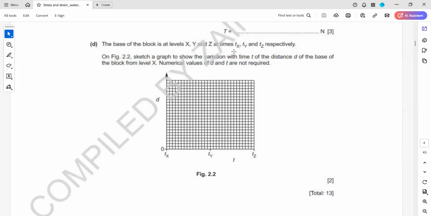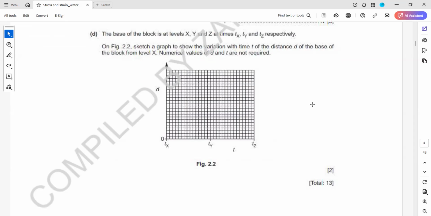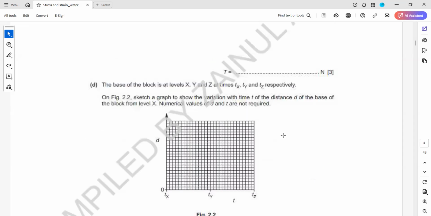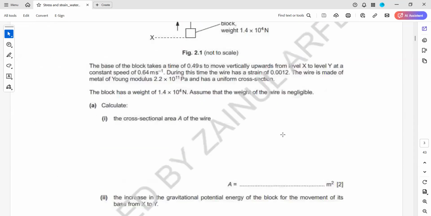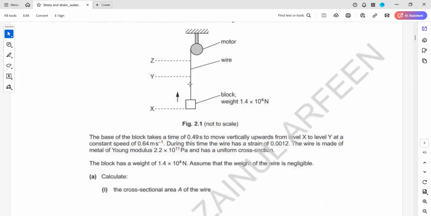The base of a block is at a level at x, y, and z at times tx, ty, and tz. On a figure, sketch the graph to show the variation with time of the distance d of the base from level x, and give numerical values of d. So this is the distance-time graph. What does the slope represent? The slope represents the speed. So first from x to y, it is moving at a constant speed. And from y to z, it is decelerating. And the distance from x to y is greater compared to the distance from y to z.